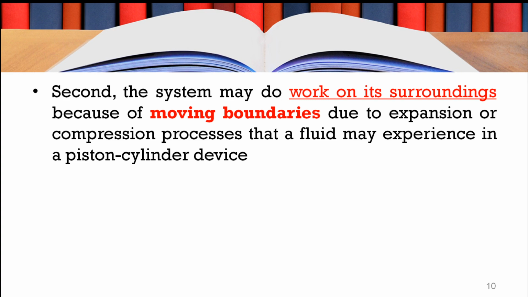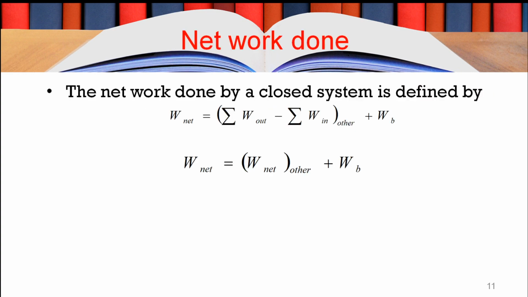Now, whenever there is a movement of the boundary, there is change in the boundary of the system, or the work associated with the moving boundaries due to expansion or compression processes in a fluid. Generally, these kinds of processes are happening in the piston cylinder device. Suppose we have a piston cylinder device and the gas filled within the cylinder is heated. Expansion will happen. Due to expansion, the piston will obviously move.